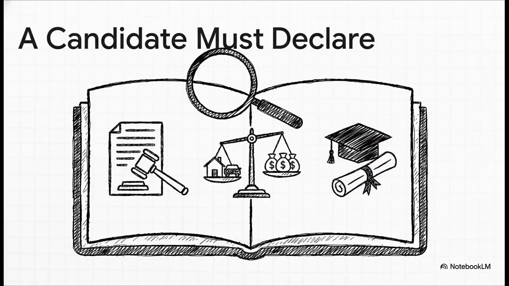Now, this next part is very important for us as voters. To ensure there is transparency, the Supreme Court has made a rule. Every single candidate must legally declare certain details. They have to declare if they have any serious criminal cases pending against them, they have to provide details of the assets and liabilities of their family, and they also have to declare their educational qualifications. All this information is made public so that voters can make an informed decision.